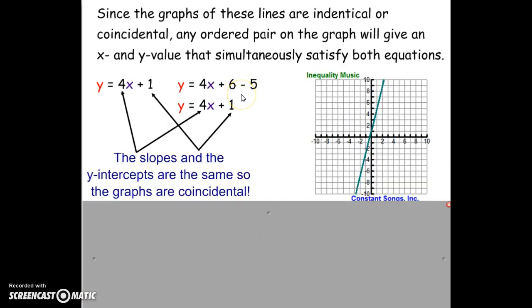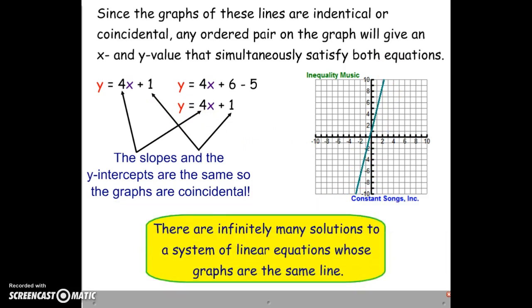So when you did the combining like terms, we ended up with plus 1 again. So we actually have the exact same line. So the slopes and the y-intercepts are the same, and so are the graphs. So they both end up being exactly the same. So because it's the same line, there are infinitely many solutions to a system of linear equations whose graphs are the same line.